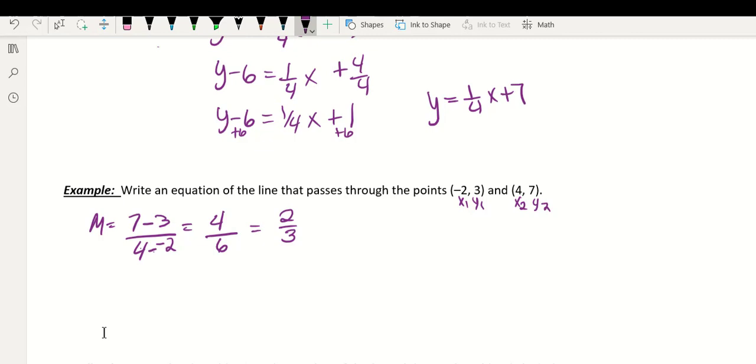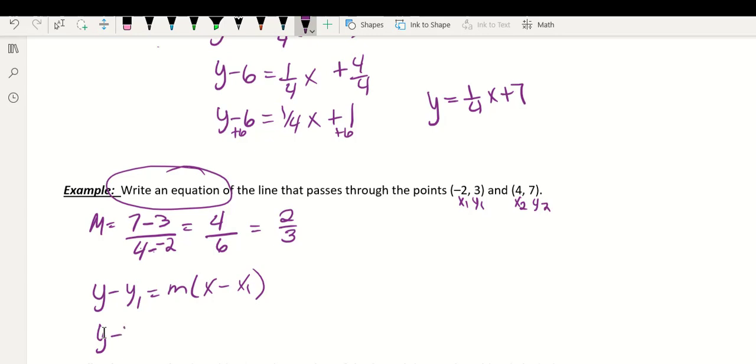But we're not done because we're actually looking for the equation of the line. So we have to plug it into the formula: y minus y1 equals m times x minus x1. So this now gives us, we can pick our points here, okay? So that should be y minus 3 equals 2/3 times x minus negative 2.